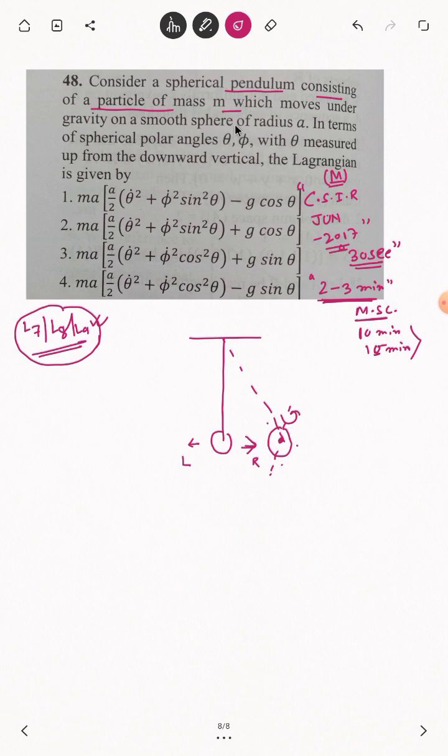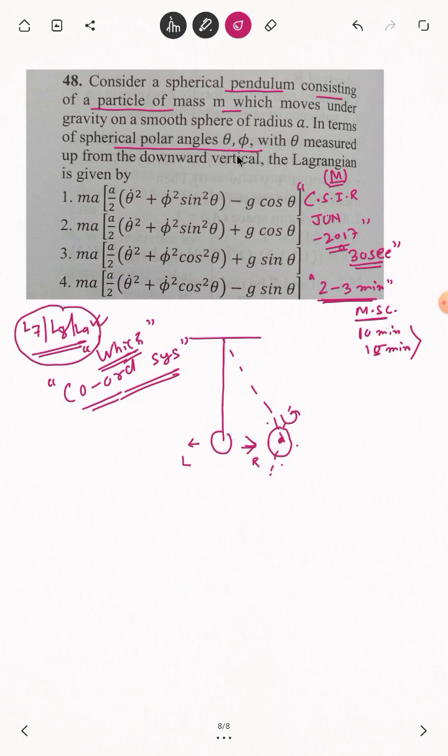Otherwise, here it is not of so much importance, because the only important thing is to realize which coordinate system we should impose to solve the problem. That is the main question, which coordinate system. If we quickly realize the most suitable coordinate system, it is easier, if it is not mentioned. The particle moves under gravity on a smooth sphere of radius a, in terms of spherical polar angles theta and phi.